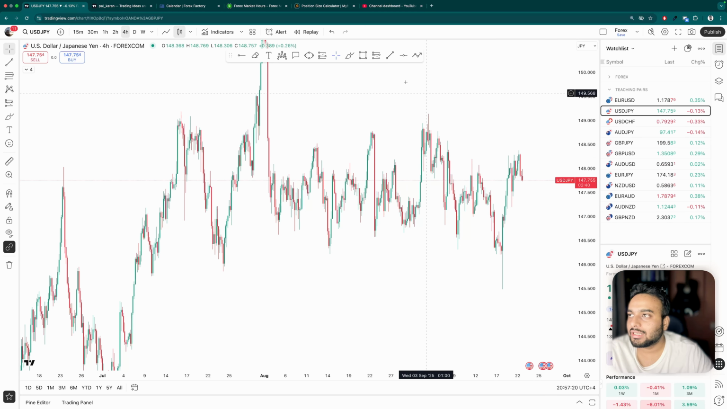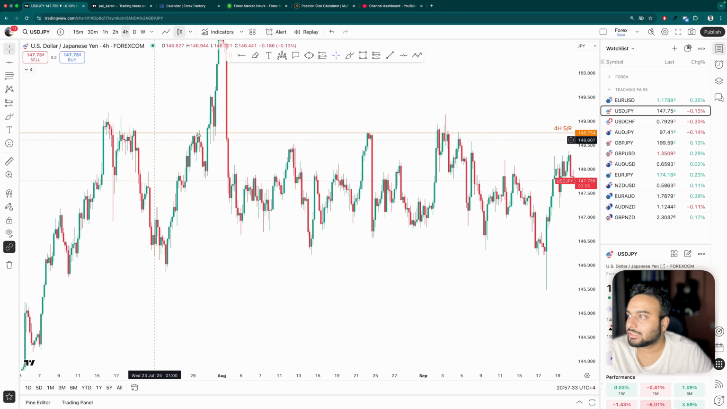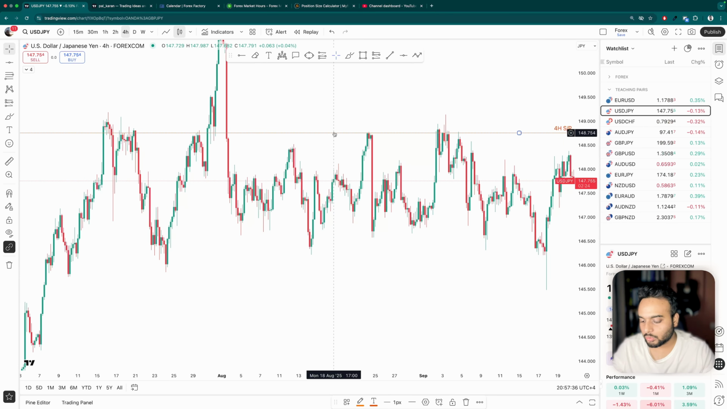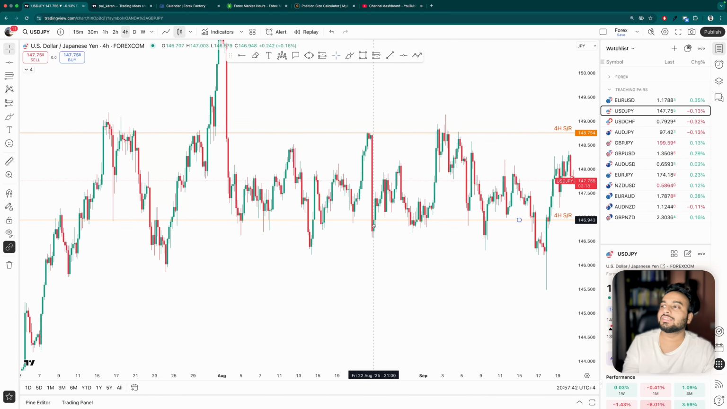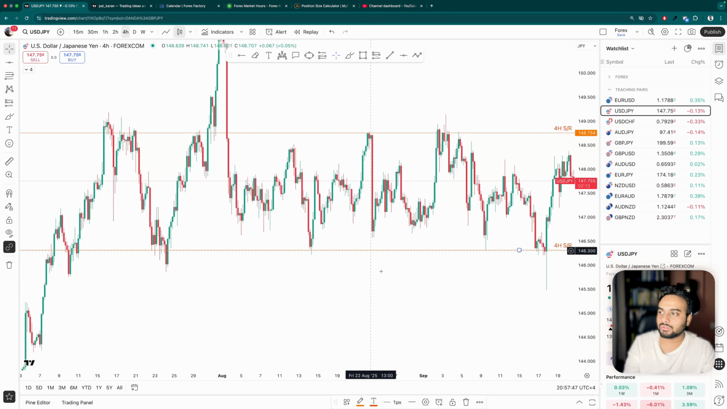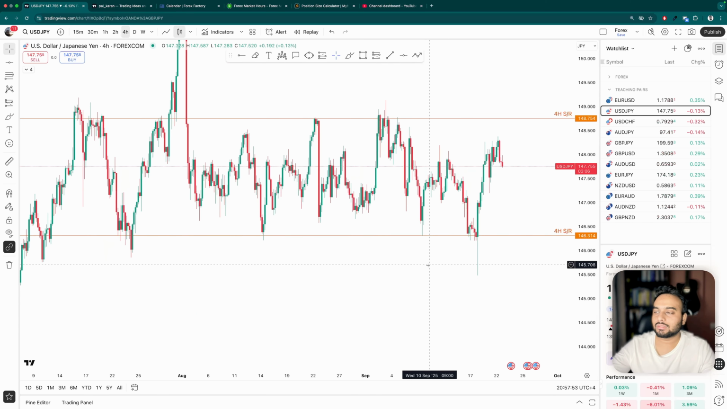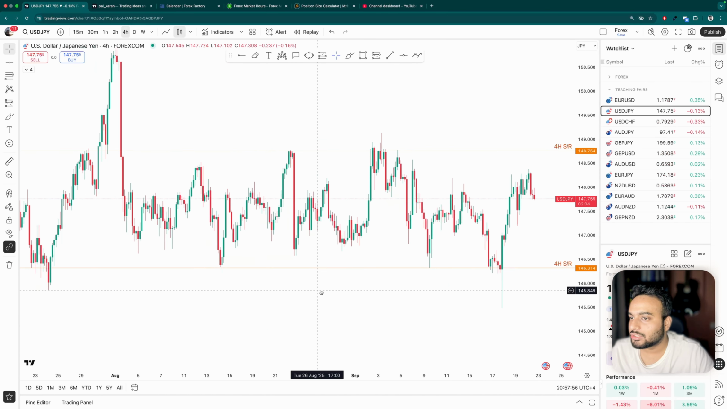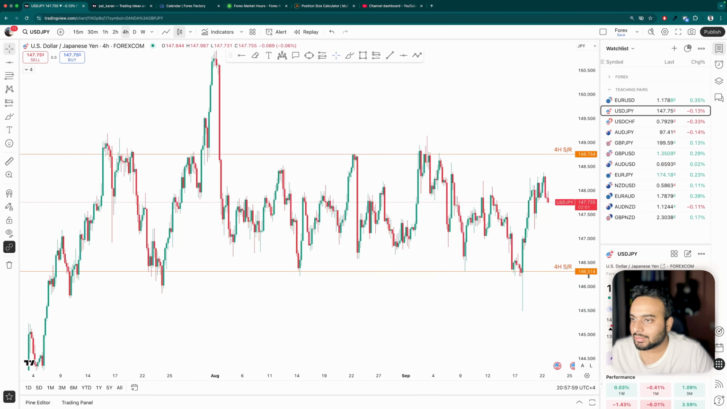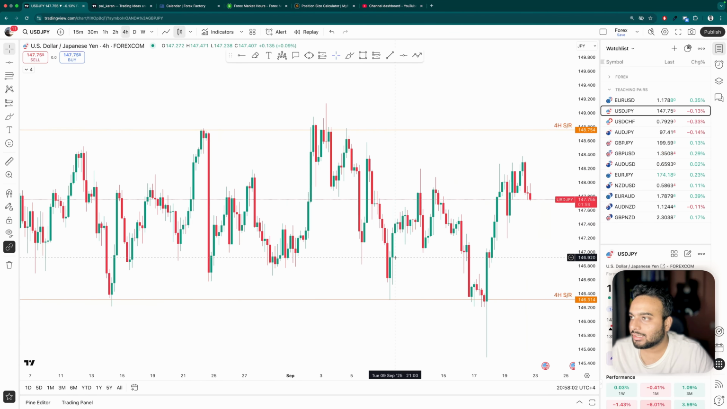So what we do is let's drop a line, a resistance line. Okay, let's make it look nicer. Now we have a resistance line right here. Now let's drop a support line. So when you see this kind of price action, you have to try dropping these kinds of lines to understand what's happening in the market, so that you see in a very nice clear way whether market is ranging or not. Now when we have these two lines right here, isn't it very easy to understand what's happening in the market? It's ranging, right?